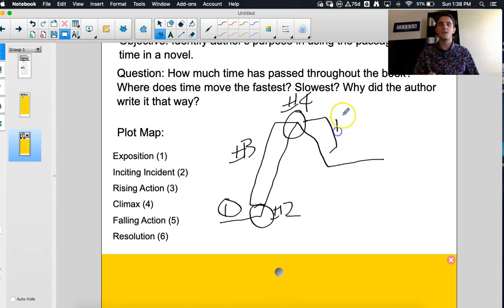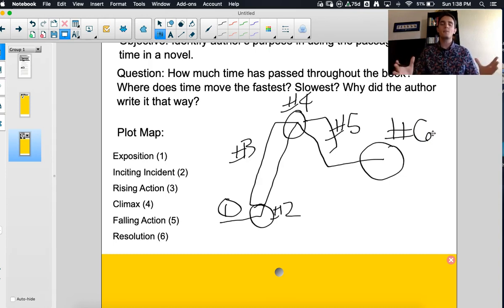And then, immediately following that, things have to start getting tied back together. So we've got our falling action, number 5. And then we've got our resolution, the very end of the story, where everybody lived happily ever after, that idea. So that's kind of our basic outline.